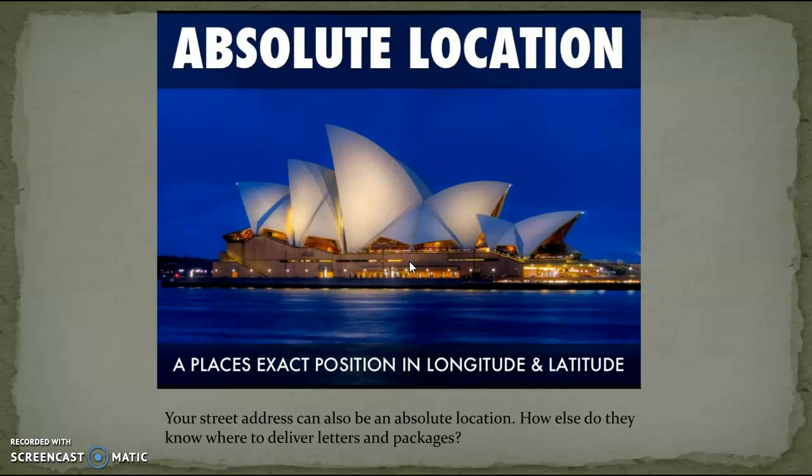The second type is absolute location. Absolute location is the exact position. And there's 2 ways that you can give the absolute location of a place or a thing. In this case, you can give the longitude and latitude lines. We're going to talk a little bit more about latitude and longitude lines, but they are the imaginary lines on our globe, on our world, that help people locate a specific point on our Earth.